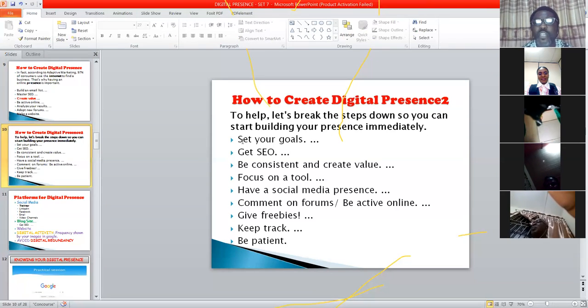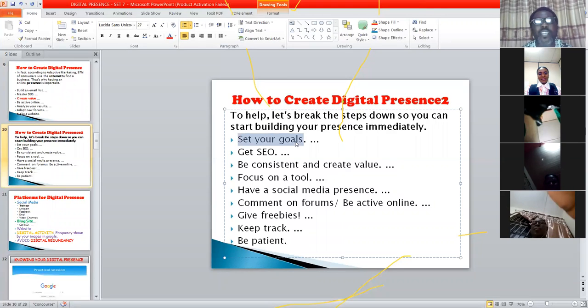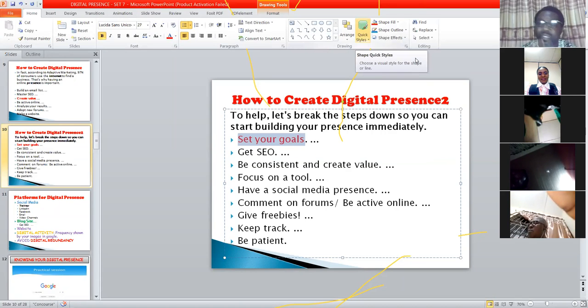Another issue is you set your goals. Please, I need to explain something here. When I talk about goal setting, it means you must have something that you really want to achieve in the digital world. If you don't have a purpose, let me tell you one thing. There are two things you can achieve. It's either as a content carrier, you want relevance. You begin to write in your area, and that's usually for the elderly people.